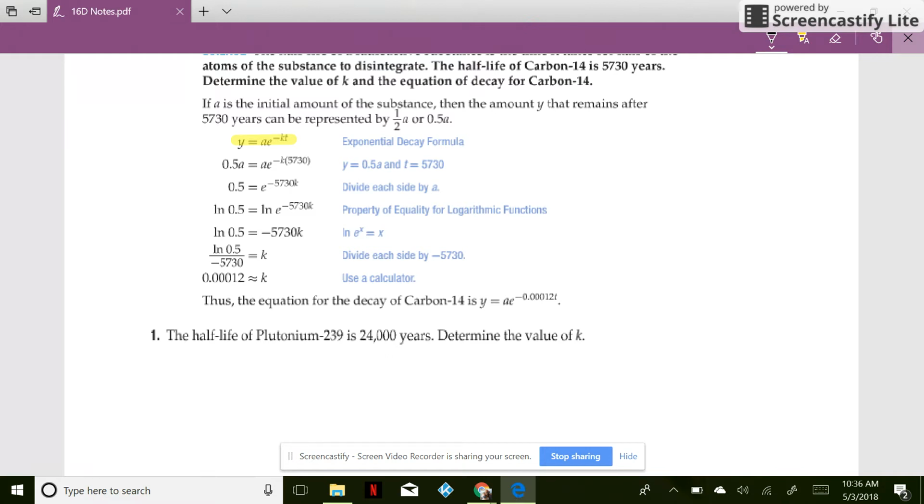So 0.5 is e to the, we know it's a decay, so you have to use a negative k. So negative, we know the time this time, so negative 5730k. Since it's e to a power, we take the natural log. And then we just divide by the time to get the value of k.